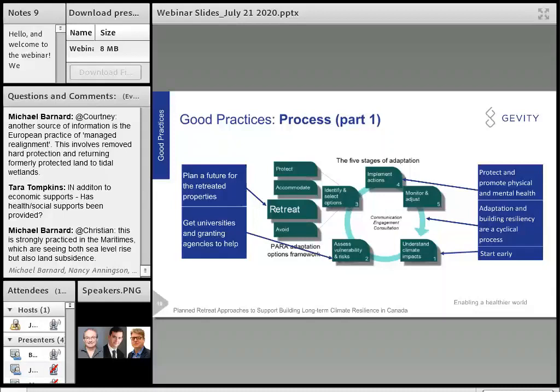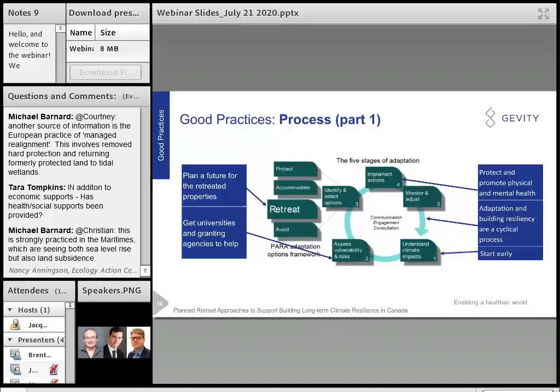Tap into universities and granting agencies to help. Personally speaking, if somebody approaches me and says, would you like to be engaged in a planned retreat planning process, I would jump all over myself to get involved. And there are many other granting agencies that will help take some of that funding hit away.